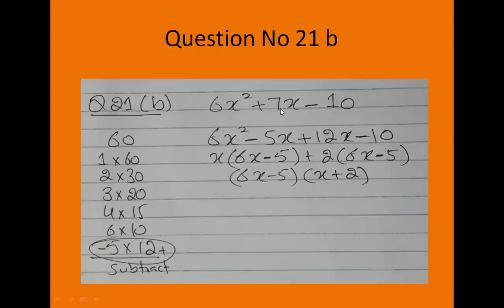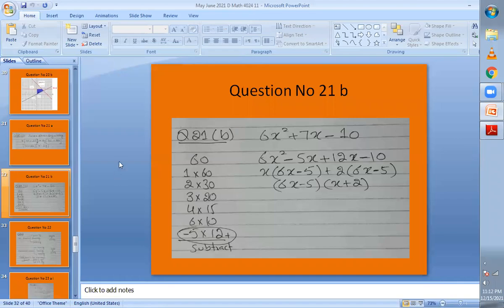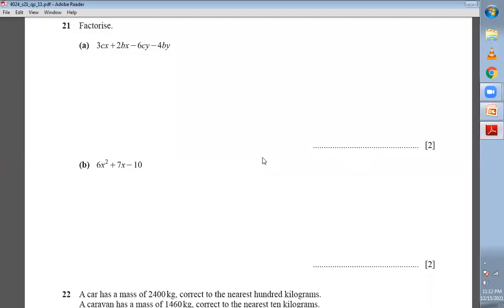This is called midterm breaking. So we'll have 6x squared. These extreme terms will remain the same, and the middle term will be broken. So 6x squared minus 5x plus 12x minus 10. From these two, x is common, you will be left with 6x minus 5. From these two, plus 2 is common, you will be left with 6x minus 5. Now you can take the 6x minus 5 bracket common. From here you will have x, from here you will have plus 2. I hope you understand how to factorize by using the midterm breaking method. So that was question number 21, B part. Hopefully you understand. The next question on your screen is question number 22.